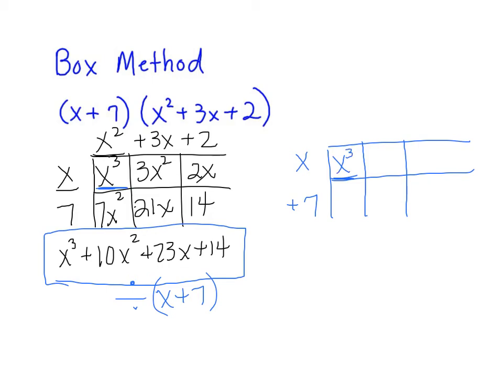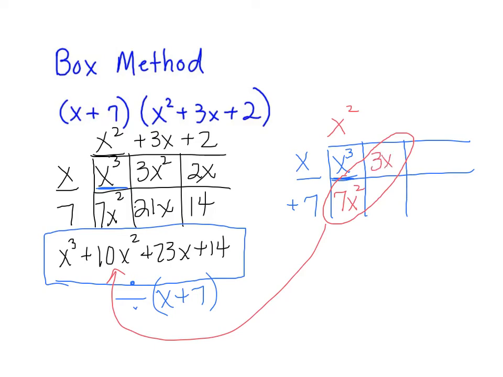And I ask myself, x times what is x to the third? And I write x squared up here and multiply down. 7x squared. Okay? Now I know that these two boxes have to add up to the next term, right? So if I have 7x squared and I need 10x squared, this needs to be a what? 3x squared, right? So then x times what is 3x squared? That's 3x. Multiply down. So this is 21x.